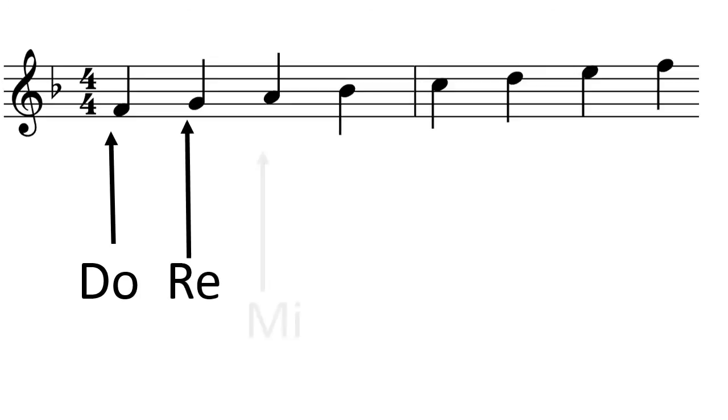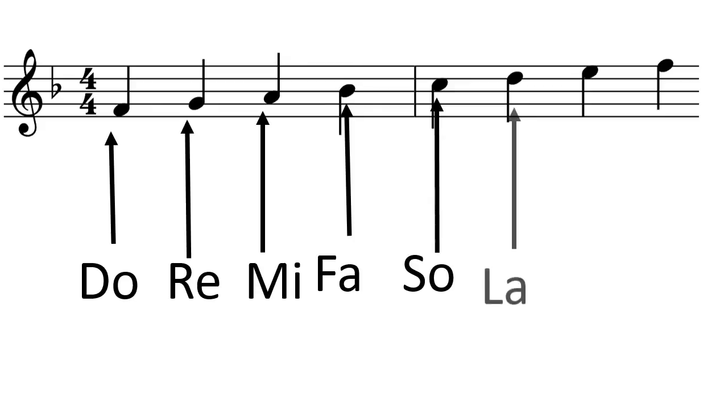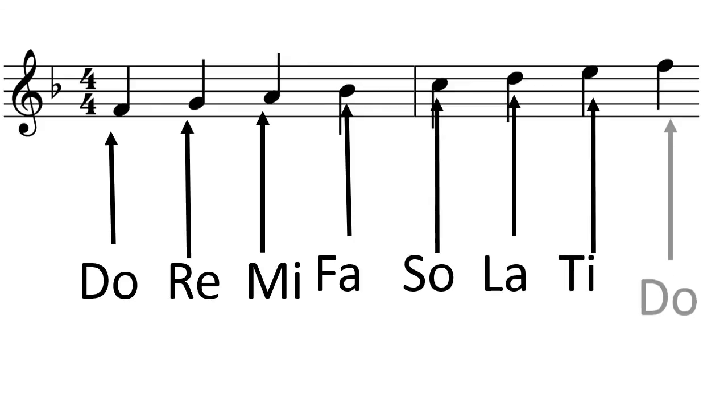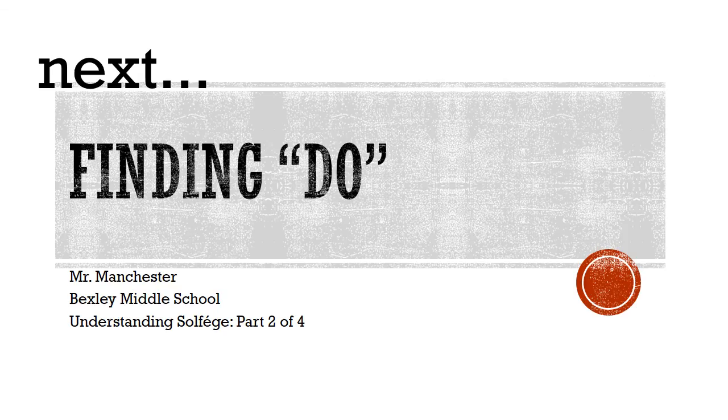Now we're going to do one more. If do starts here, then re, mi, fa, so, la, ti, and do. Go ahead and fill this order in on your study sheet in the last example. Now you may be wondering, how do I find that do? How do I find that do to know where all the other pitches are? And that's going to be the next segment in part 2.